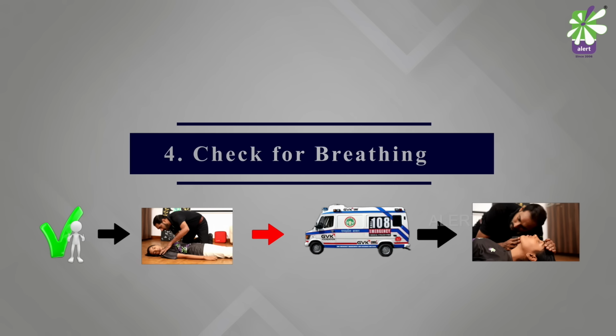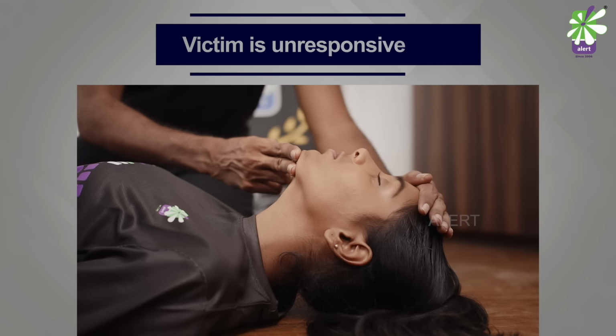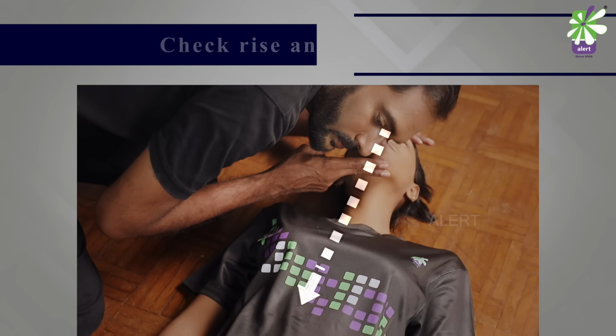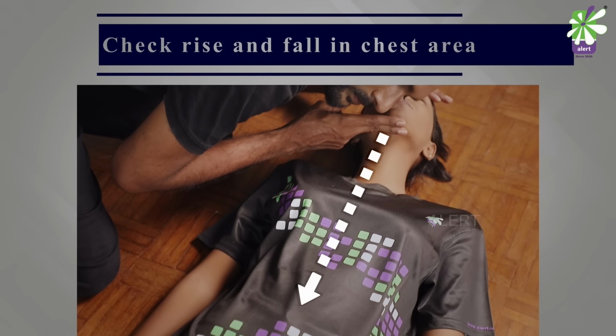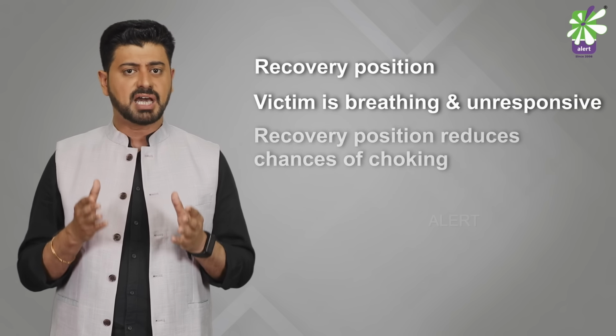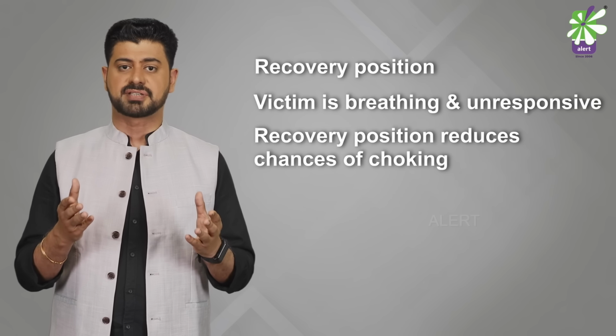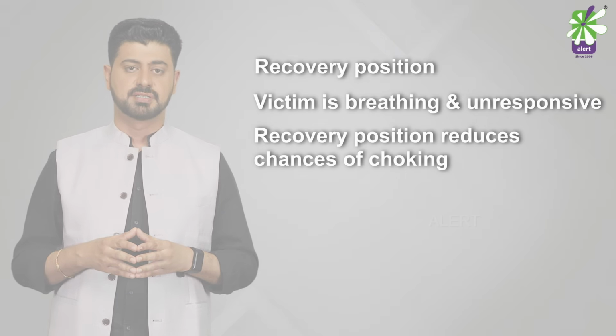4. Check for breathing. If the victim is unresponsive, check for breathing. For this, check for the rise and fall in the chest area for around 5 seconds. If the victim is breathing but is unresponsive, put the victim in the recovery position. The recovery position reduces the chance of choking if the victim passes out or vomits.